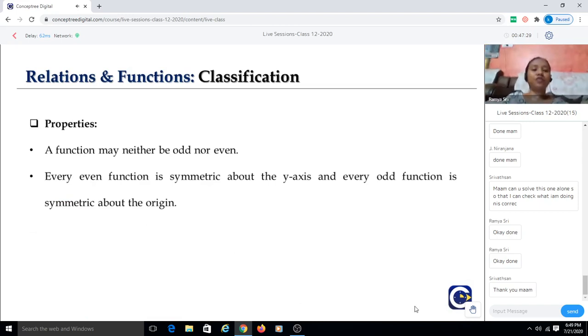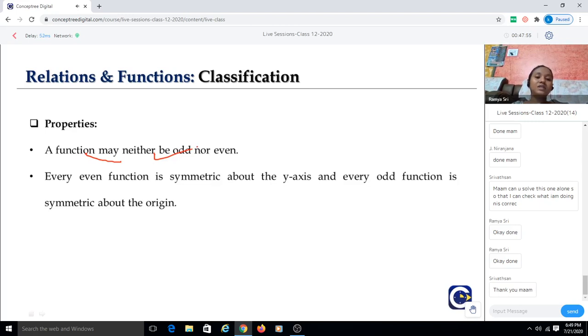So let's see a few properties of our even and odd functions here. The first property: a function may neither be odd nor even. As I told you, there might be cases where a function cannot be even as well as odd. So that particular function is neither even nor odd, right? So this is our first property.